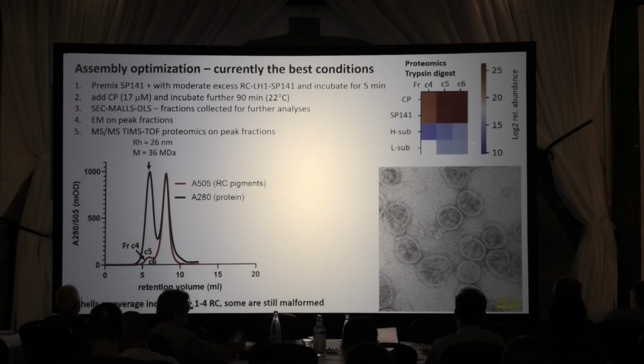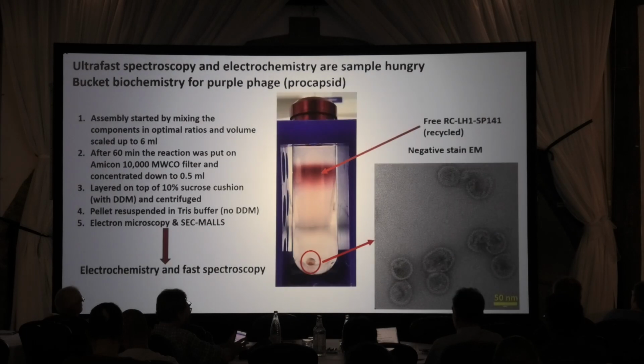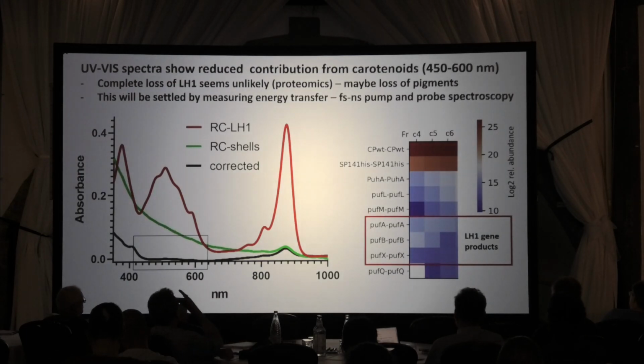So that was good. It was also confirmed by quantitative proteomics, showing 1 to 4 RC per capsid. We checked the spectrum, and it also contained the main peak here at 870, the special pair absorption. So the RC is there, but due to scattering it was hard to spot the light harvesting complex, so we don't know whether there's a full complement, although quantitative proteomics tells us it's about the same ratio as the RC. These are the genes for the small proteins of the light harvesting complex.